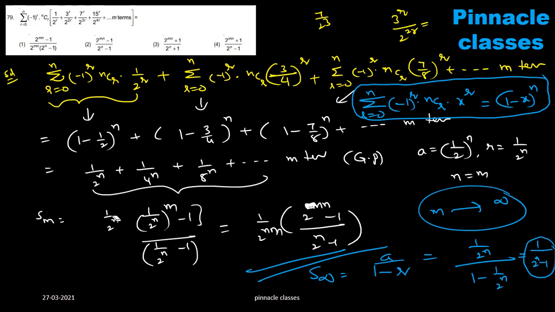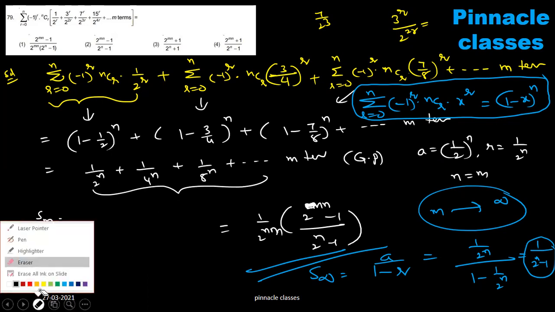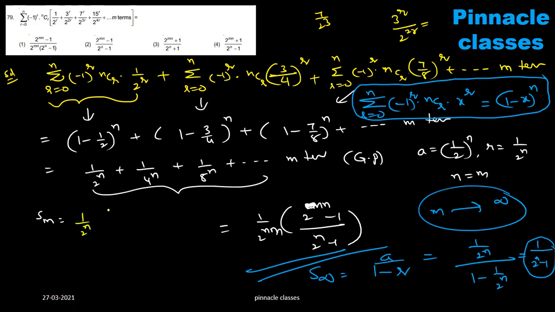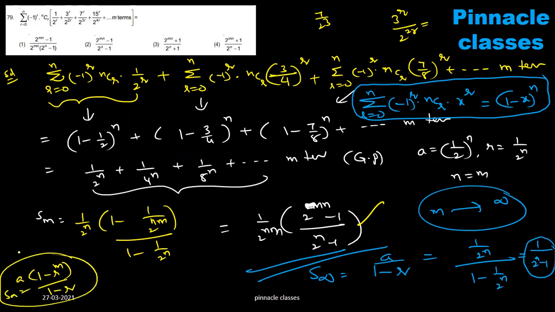In this case, I'm writing one more step. You can write like this also, if you want. 1 by 2 power n into (1 minus (1 by 2 power n) power m) by 1 minus r. So taking the LCM, 2 power n cancels. Finally, we are getting like this, because m terms are there. This is one of the advanced questions, advanced model.